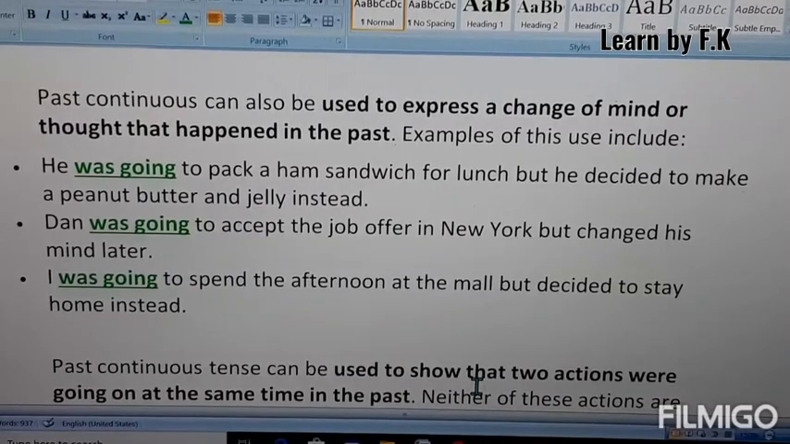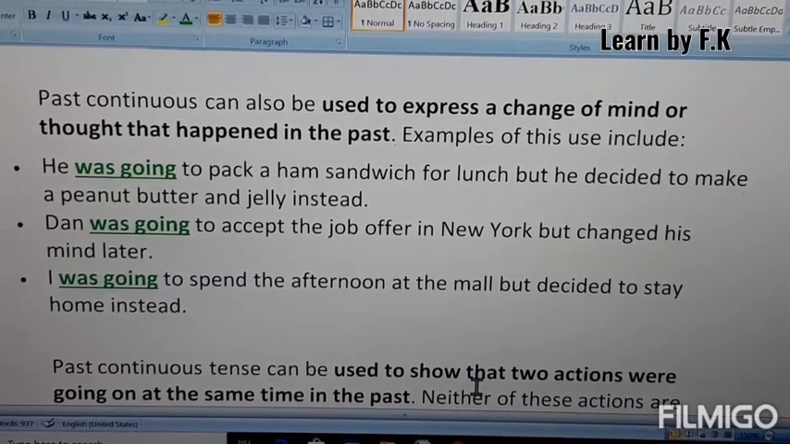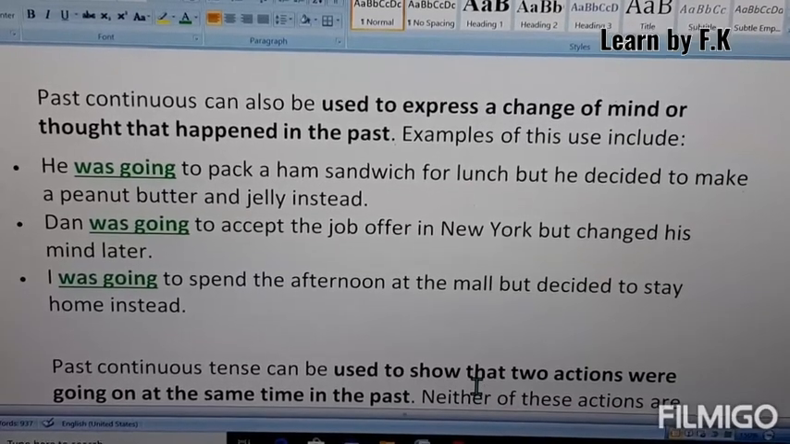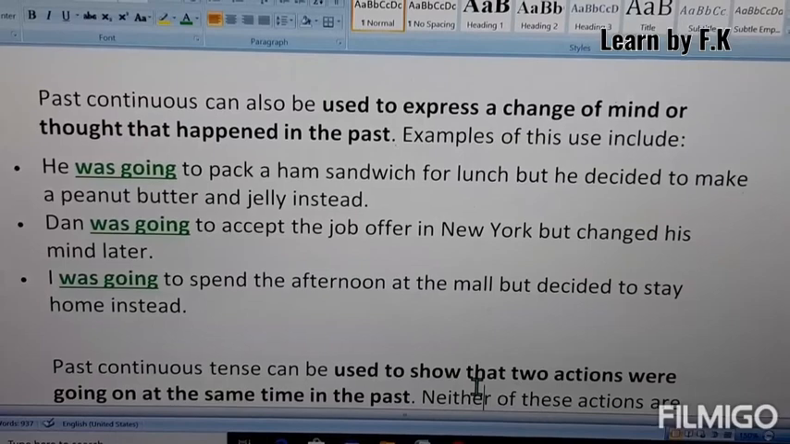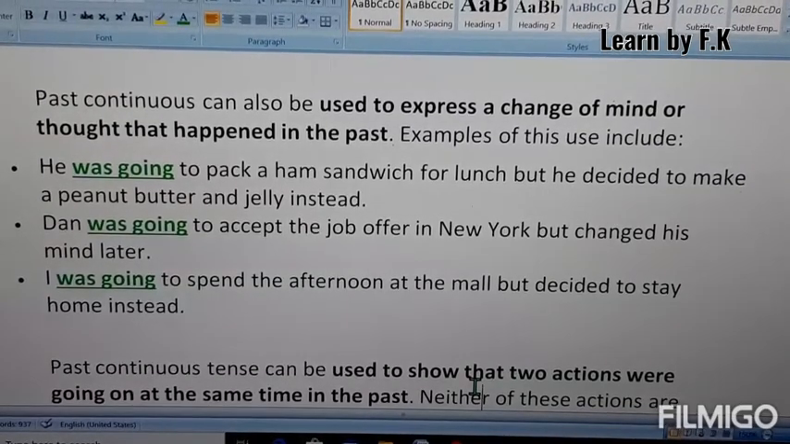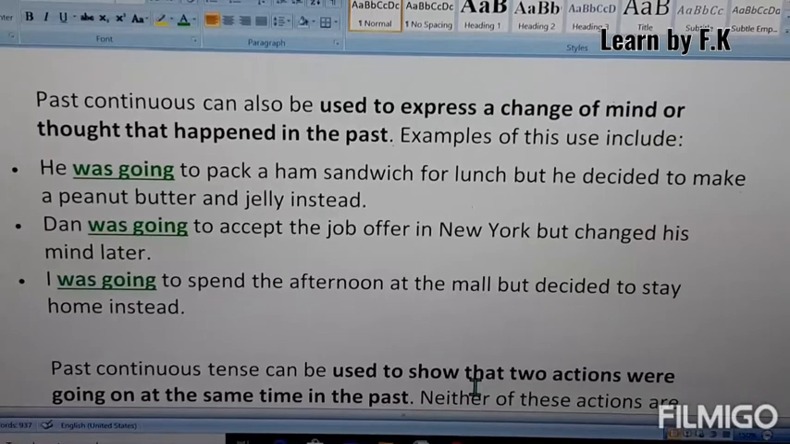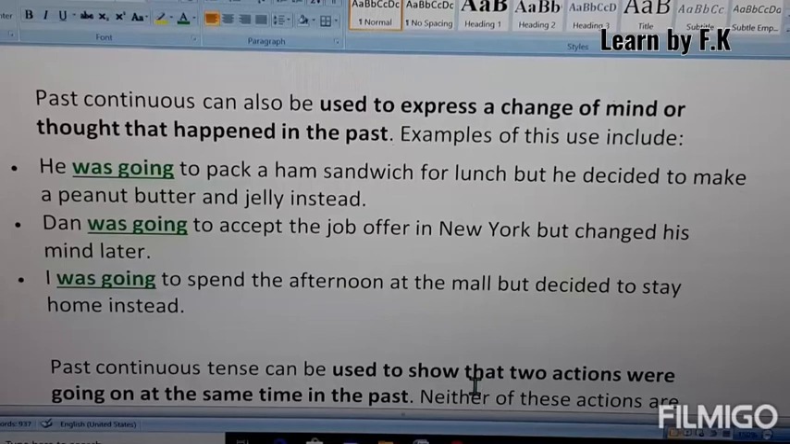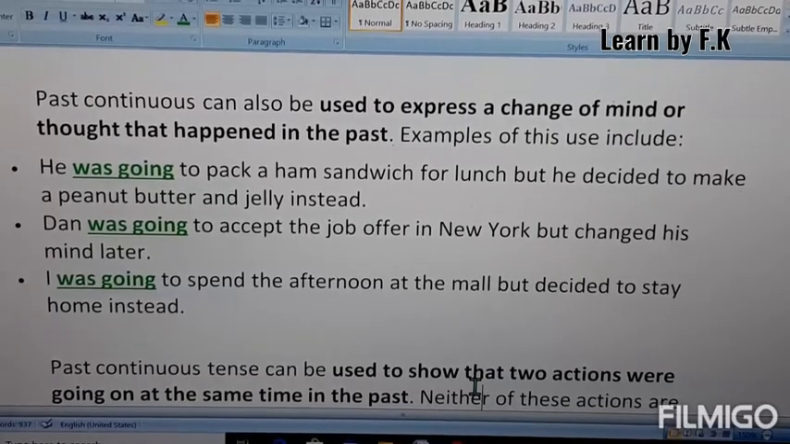Dan was going to accept the job offer in New York but changed his mind later. He was going to do the action of accepting a job offer in New York, but what happened? Suddenly he changed his mind. The third one is the same. I was going to spend the afternoon at the mall but decided to stay home instead. I was going to spend my afternoon at the mall, but what happened? Suddenly I changed my mind and I stayed home instead of going outside to the mall.